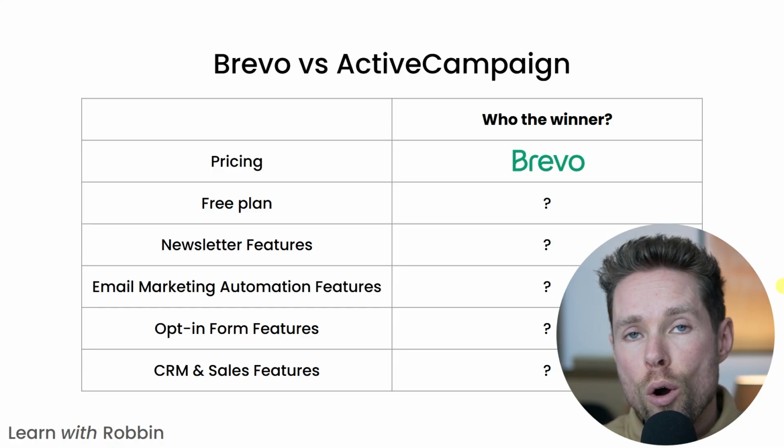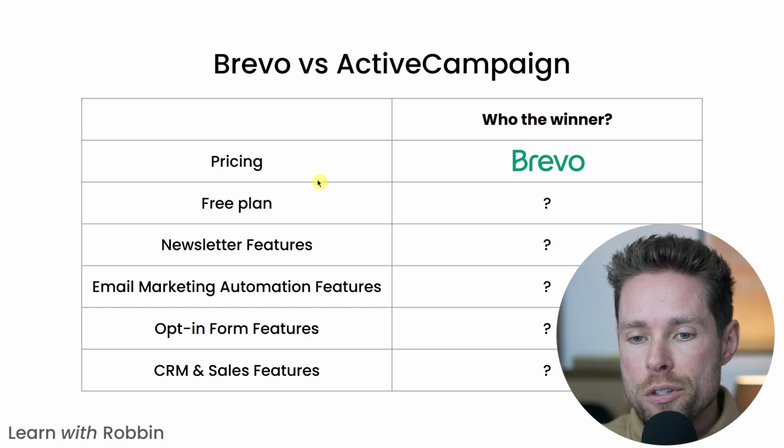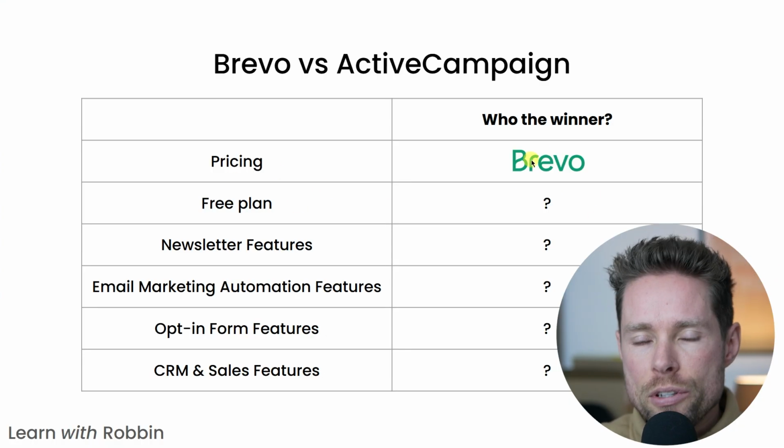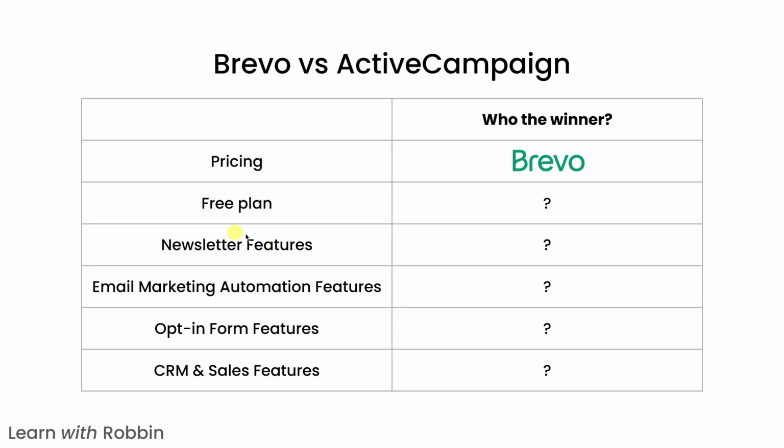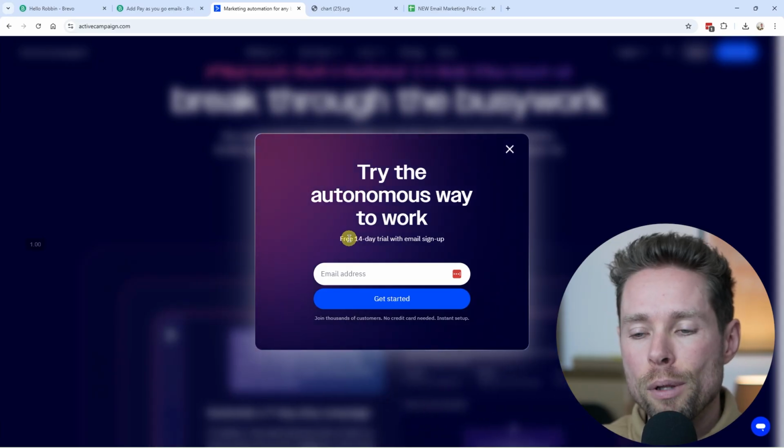So in terms of who offers the cheapest product, who offers the best pricing, that is obviously Brevo. Then next, the free plan. So who offers the best free plan? That's a very simple answer.